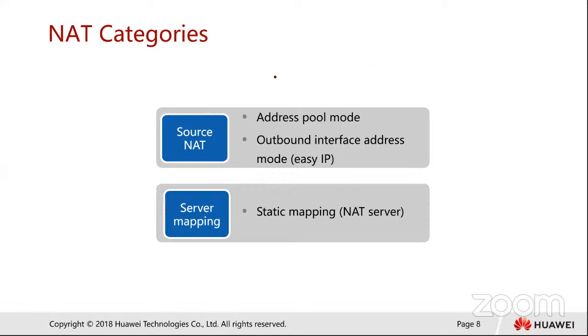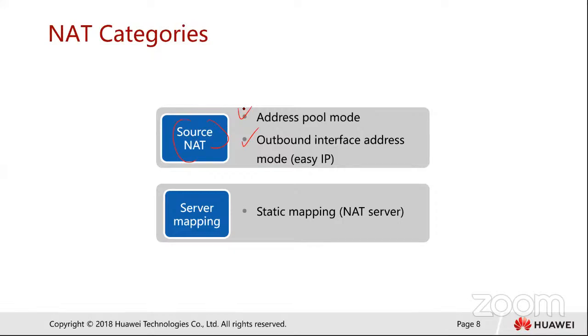We have these categories of network address translation, and it is divided into three subcategories: the address pool, outbound interface address mode, which some people call easy IP, and static mapping, which we're calling NAT server. So source NAT, we want to look at source NAT, which has two things in it: address pool mode and the outbound mode. This enables multiple private network users to access the internet at the same time.